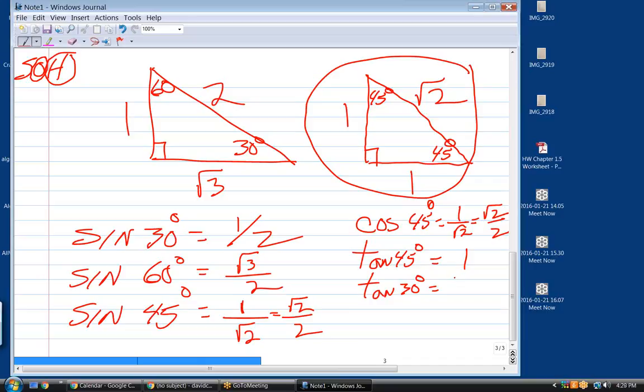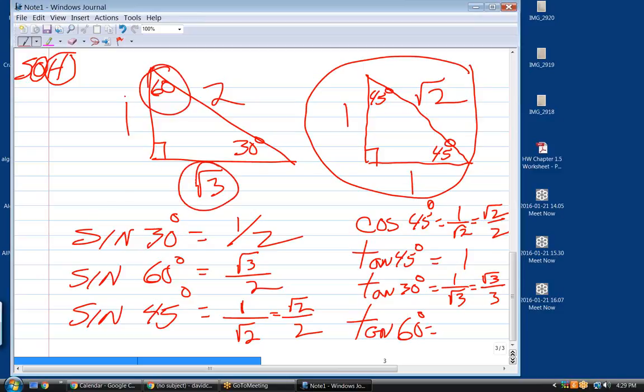What's the tangent of 30 degrees? 1 over square root 3. Rationalize that: square root 3 over 3. And finally, what's the tangent of 60 degrees? We'll start with the angle. Find the opposite side. Put it over the adjacent side. Square root 3 over 1, which is just square root of 3. That's what you do.